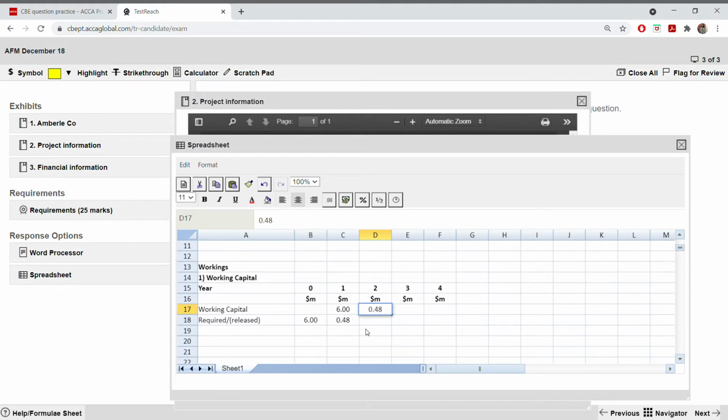If you see, working capital in year 1 is 6 and now you require 0.48. So you add both of these and then you put it as year 2's working capital. That's how it goes for every year. It keeps on building up. 6.48. Or if you want, you can sum.